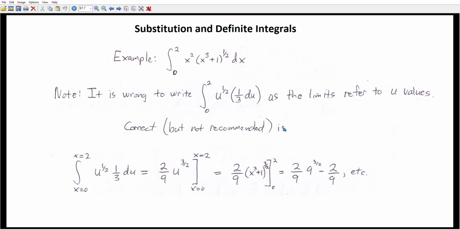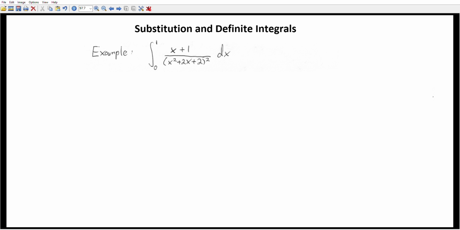Correct, but not recommended, is after one makes the change of variables, one notates on the limits that these are x limits. You go through the anti-differentiation. You change back to the x variable, and now the x equals 0, x equals 2 can now just be put as 0, 2. And when you're done, you've got 2/9 times 9 to the 3/2 minus 2/9, exactly what we got before. So this is correct, but it's more work than you need to go through. Just transform the limits.